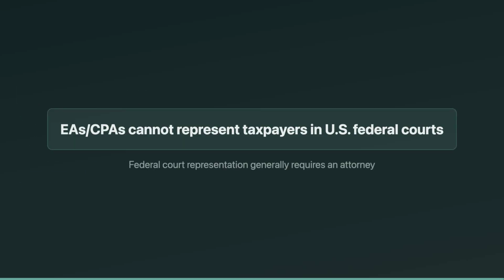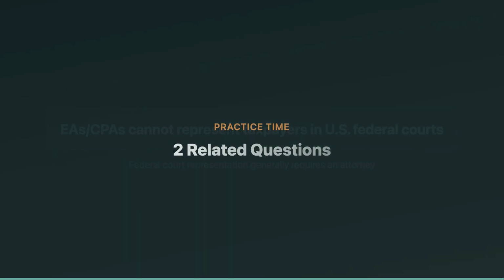One more trap: representation. Enrolled agents and CPAs have unlimited representation rights before the IRS, including appeals. But in federal courts like U.S. District Court, Bankruptcy Court, Courts of Appeal, and the Supreme Court, representation is generally limited to licensed attorneys. So if the question asks who can represent a taxpayer in district court, the safe answer is an attorney, not an EA.